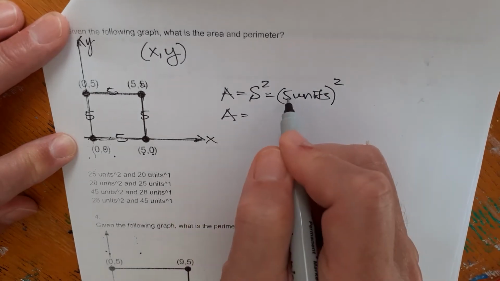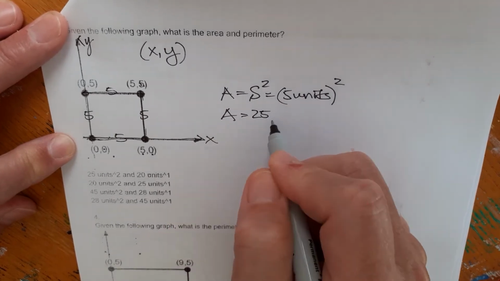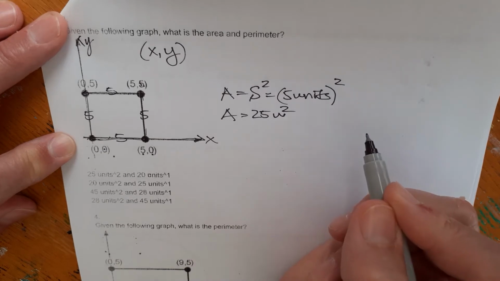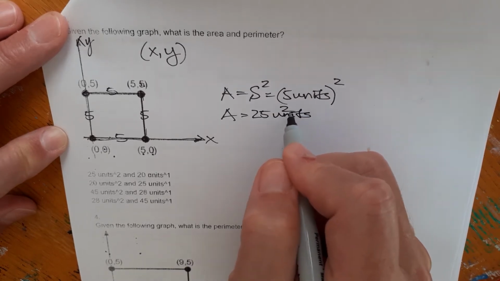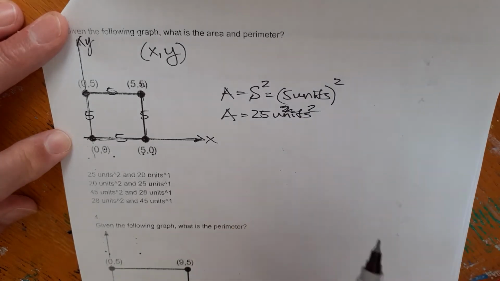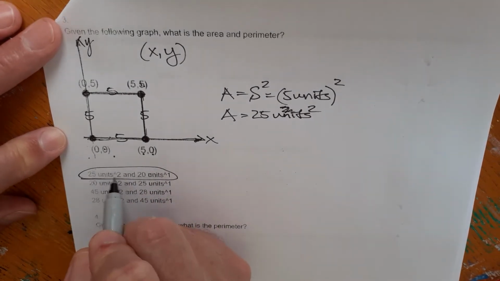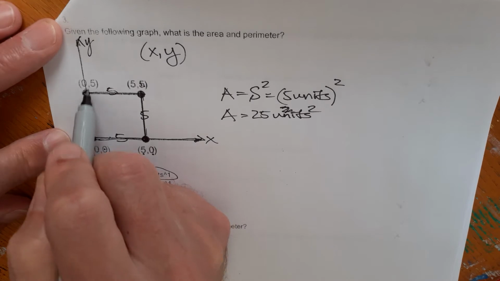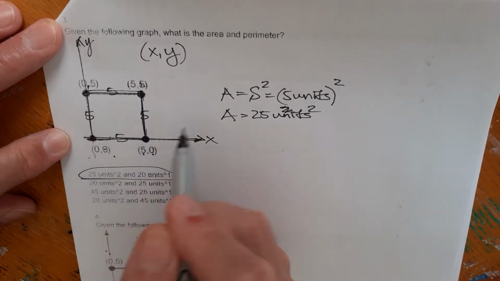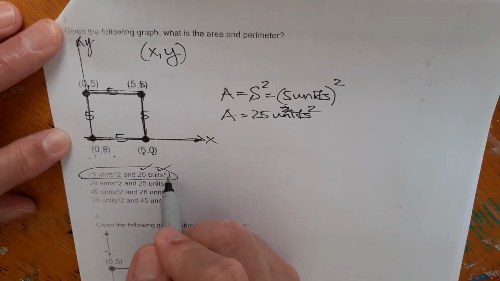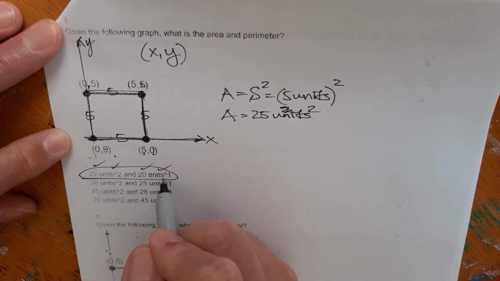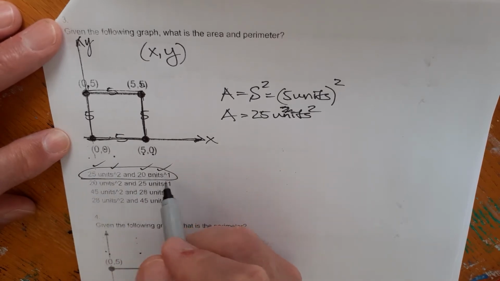So area equals 5 times 5 is 25, and units times units is units squared. I guess I should spell it out. It's hard to see what my u is, units squared. So let's find 25 units squared. That's this answer here. Let's check perimeter. 5, 10, 15, 20. Check, and it's in units to the 1 power, which is good because it is a length or distance.